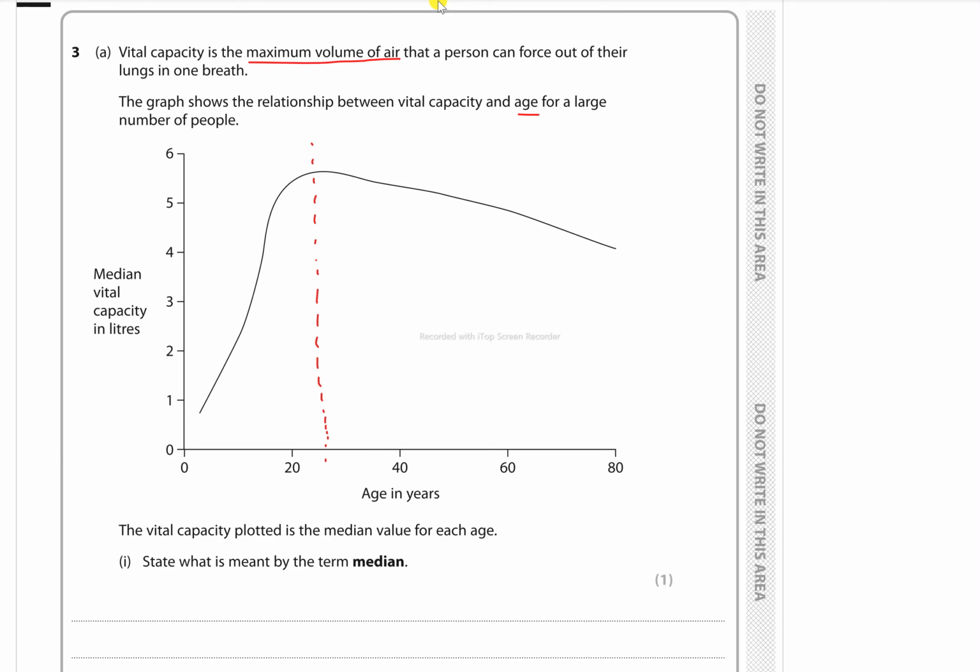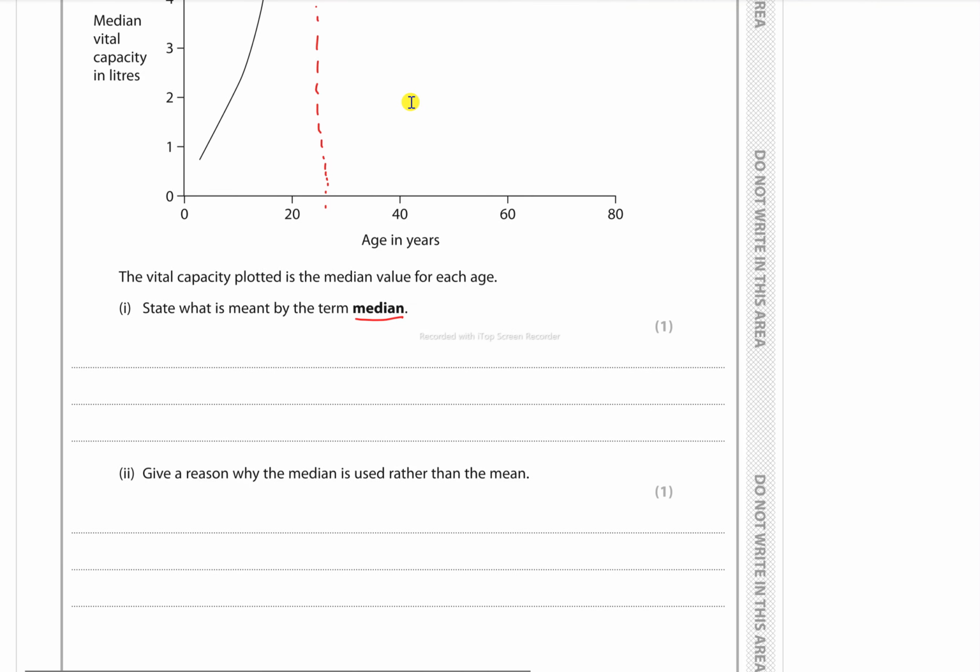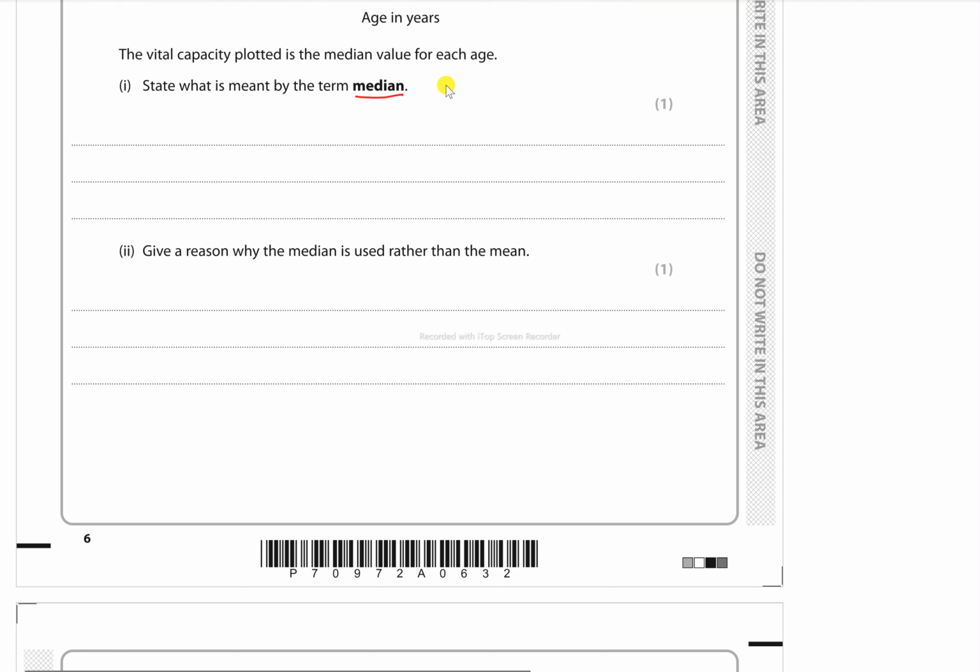Right. What is meant by the term median? Oh, that's interesting. Not seen that one in a biology paper. Normally you see it in maths. So it is the middle value in an ordered list. Yep. It's the middle value. Oh, how do you spell value? Well, let's write it. Come on then.